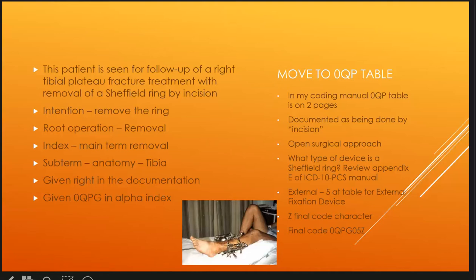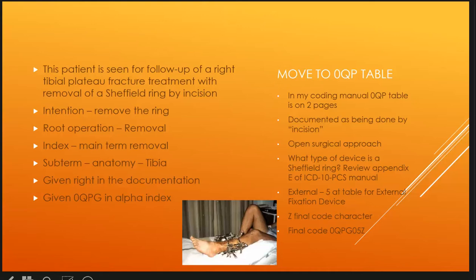Then you move to the 0QP table. In my coding manual, the vendor that I'm using currently, which is the AHIMA code book, the 0QP table is on 2 pages. So you want to make sure you look at the entire table before you start choosing which row. In your clinical documentation, it states that this ring is being removed by incision. An incision identifies that this is an open surgical approach. That's your next character value.